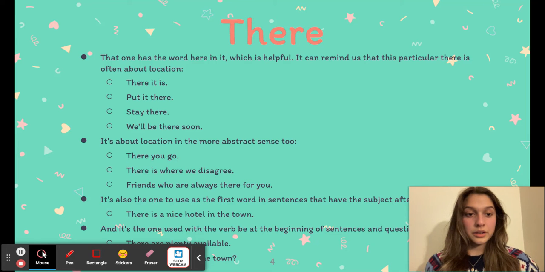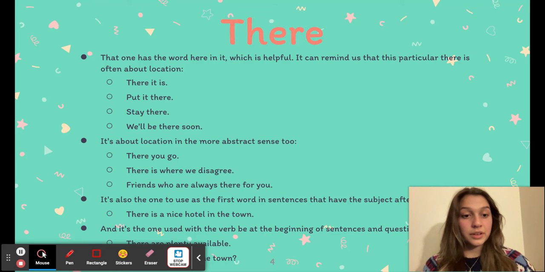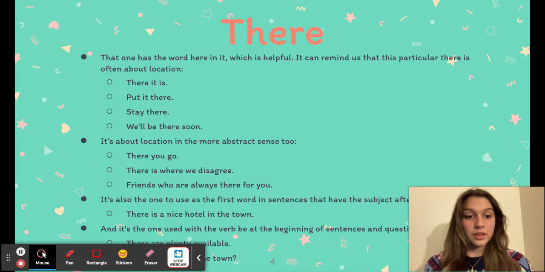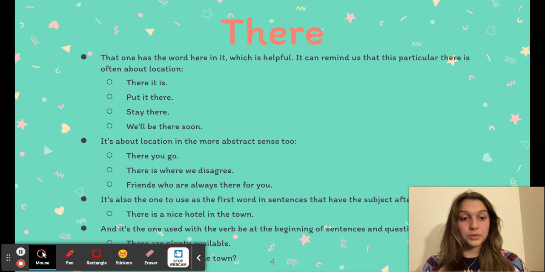And it's also the one to use as the first word in sentences that have the subject after the verb. So there is a nice hotel in the town. And it's the one used with the verb at the beginning of sentences and questions. There are plenty available. Is there a hotel in the town?